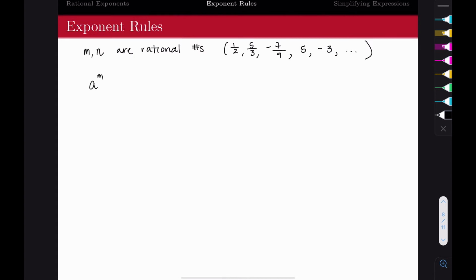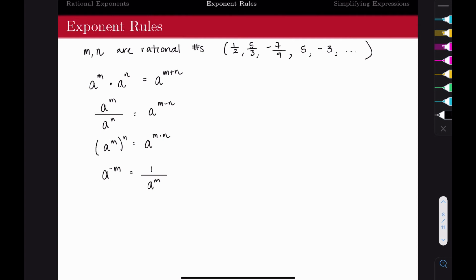So if we take something with the same base and we are multiplying the two, remember we're going to add those exponents. When you have one base divided by the other base, we subtract the exponents. You have a power raised to a power, you multiply the two. If you have something to a negative exponent, you flip its location to make it positive. If the negative is in the denominator, you bring it to the numerator to make it positive.